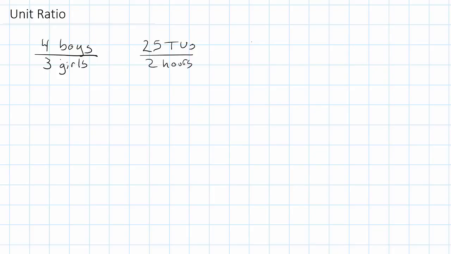When we first meet ratios, we think of them in some sense as two quantities with a line between them. So for example, in the last video we met the ratios 4 boys for every 3 girls, 25 TVs for every 2 hours, $20 for every 3 shirts. But from this perspective, ratios are very inconvenient to do arithmetic to.